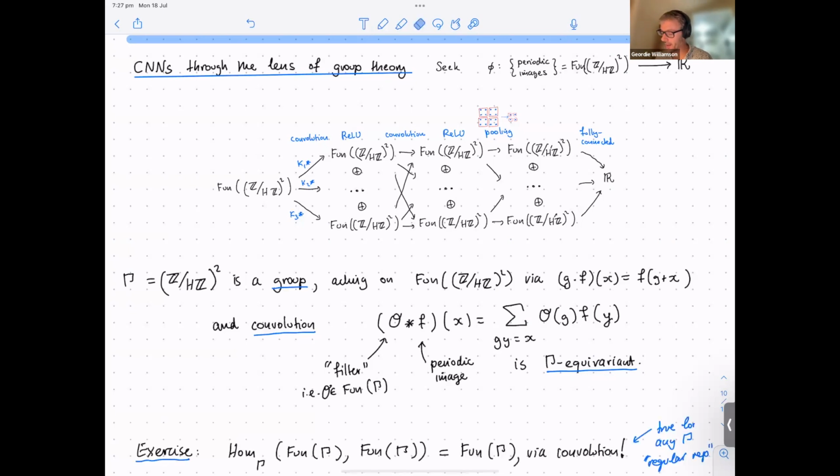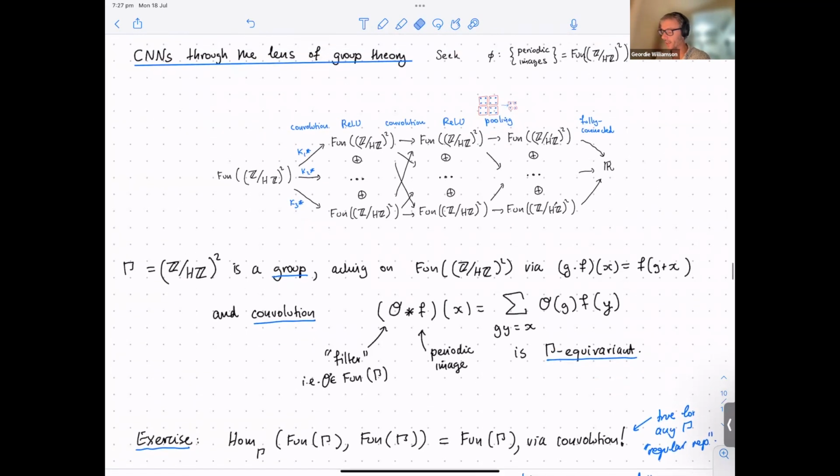And there's a nice little exercise in representation theory, which is that if you look at equivariant functions between these spaces of functions, (Z mod HZ)^2 is the same thing as real valued.